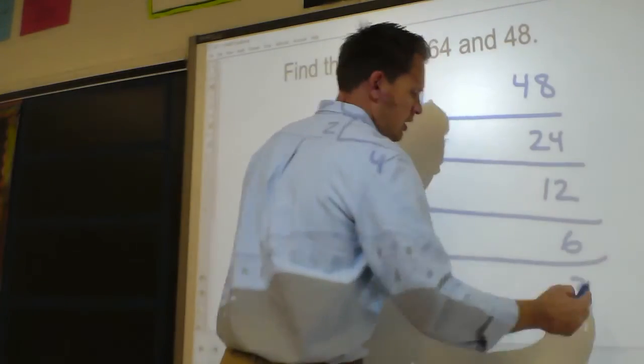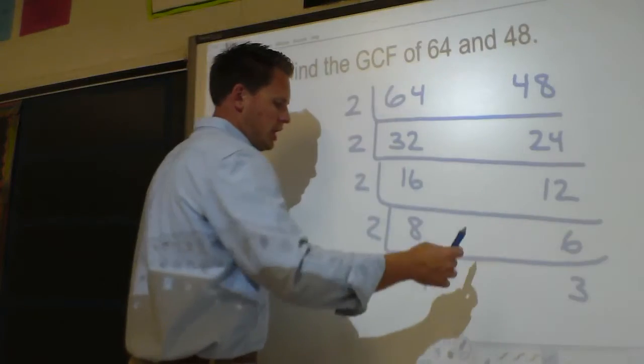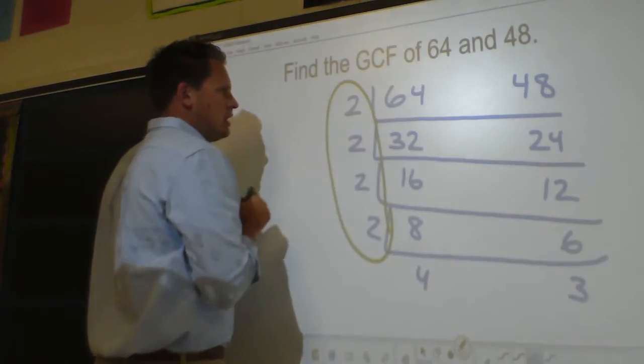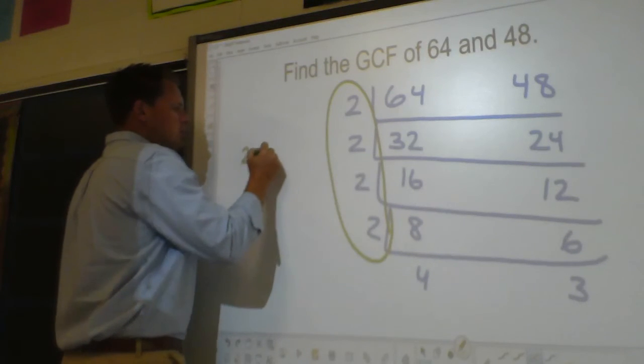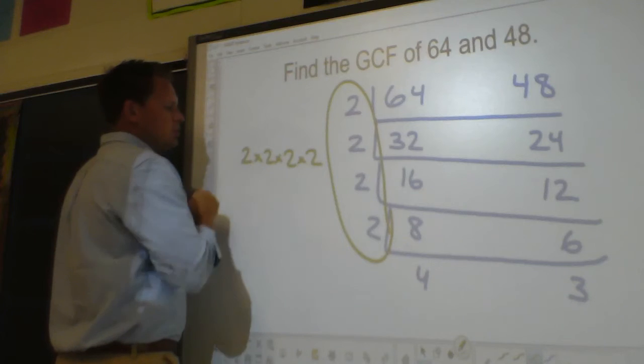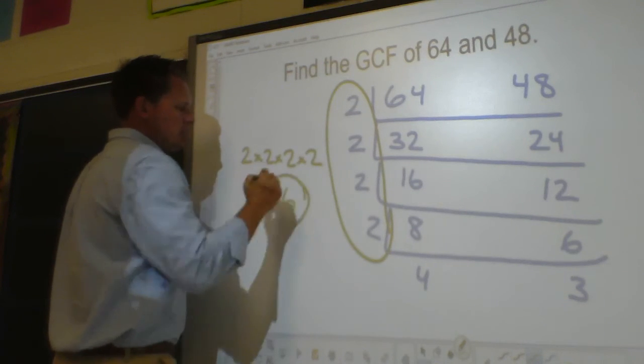4, 3. We have neighbors, right? 3 and 4 are right next to each other. We have neighbors. We are done. We can't do anymore. We now need to multiply all these numbers together. 2 times 2 times 2 times 2. 2 times 2 is 4. 4 times 2 is 8. 8 times 2, 16.